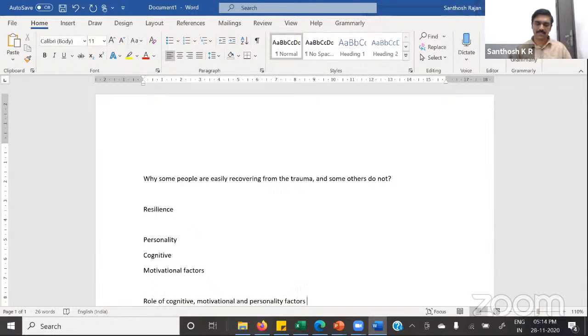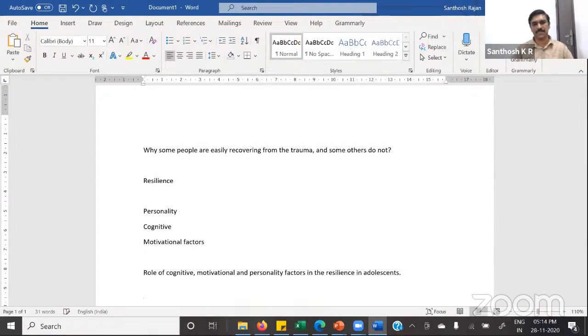Factors in the resilience, and I am giving more importance to resilience in adolescence. So this seems to be the problem now. I'm titling the problem like that. The problem can be said as a title, or it can be presented as a statement, etc.